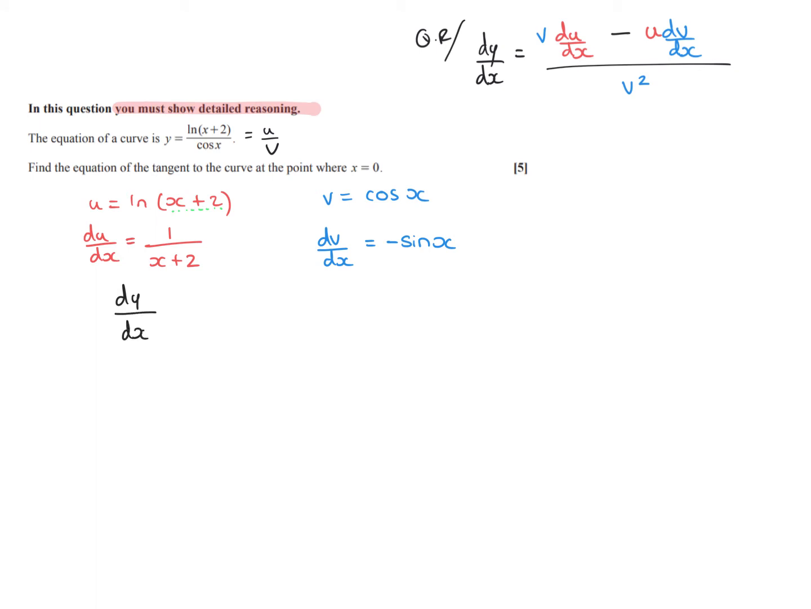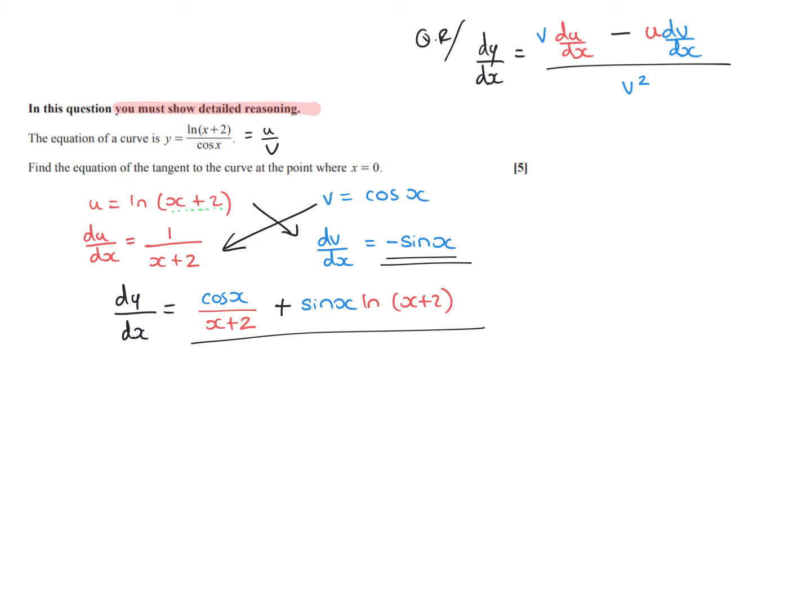dy by dx is equal to v times du by dx. So that's going to give me cos x over x plus 2, take away u multiplied by dv by dx. So over here, now this is going to give me a minus minus because of the minus sine x here. So I'm going to end up with a plus sine x ln of x plus 2, all over v squared, which is cos squared x.